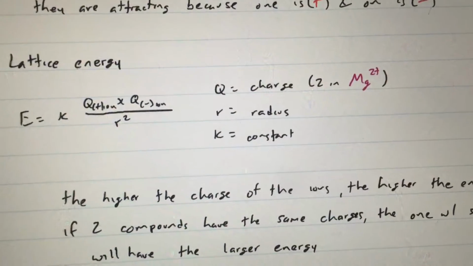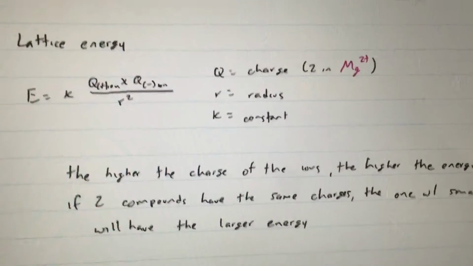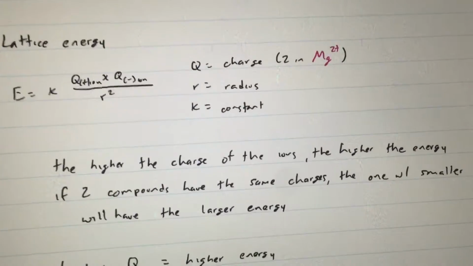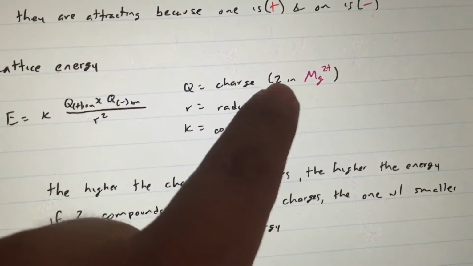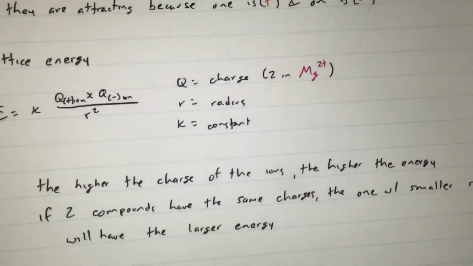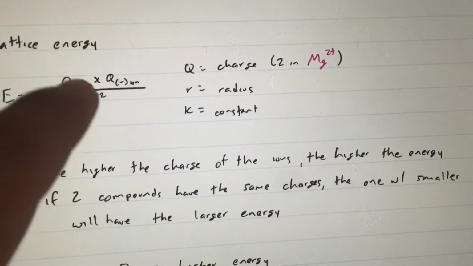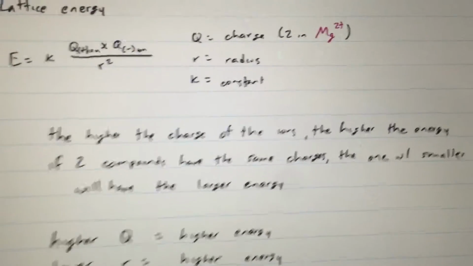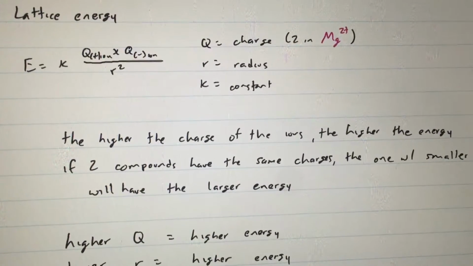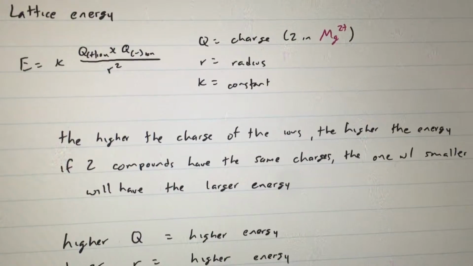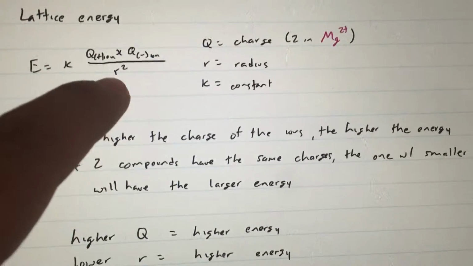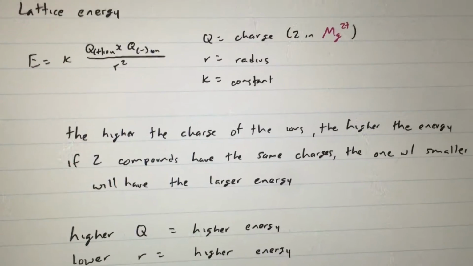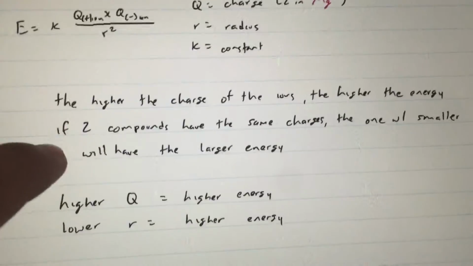Now for this equation, we don't necessarily have to find the value. We're usually comparing two compounds and trying to find out which one has a higher lattice energy. To do this, just look at the charge of the elements or the ions in the compound. For example, if we had magnesium, it'd be a 2 because magnesium is a 2 plus. And then we multiply those. Now the higher this multiplication of the charges is, the higher the energy. Say we have two compounds with the same charges. Then we look at the radius. If you go back to periodic trends, the smaller the radius, or the higher in the group, the smaller the radius, the higher the energy.